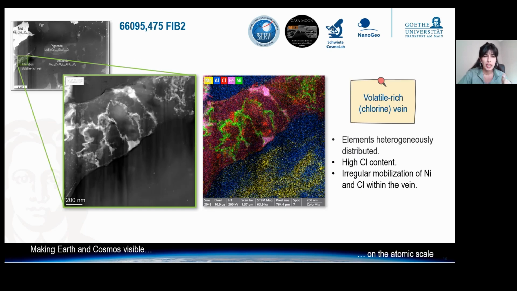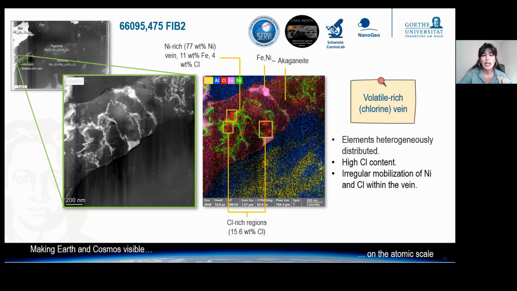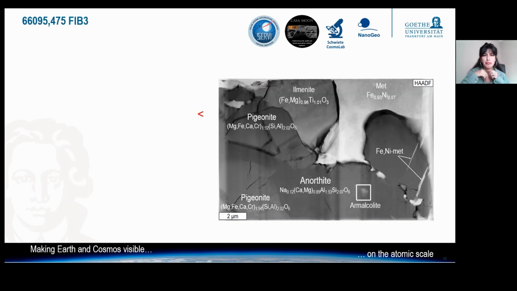And then we have this vein, which is large, and it mainly consists of akaganeite. You can click four times, I think. The vein basically consists of akaganeite. We also have iron nickel and some regions where we have chlorine concentrated up to 15 weight%. And then we have also these nickel-rich veins within the larger vein. And again, in the matrix, you can see the magnesium concentrated in bands, if you click, which is in yellow. And next slide, please, the last FIB section.